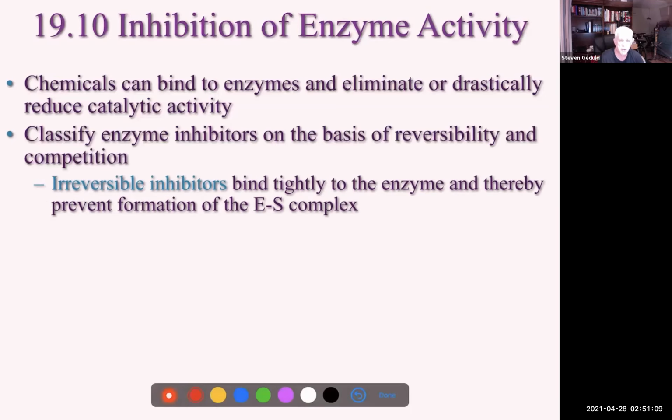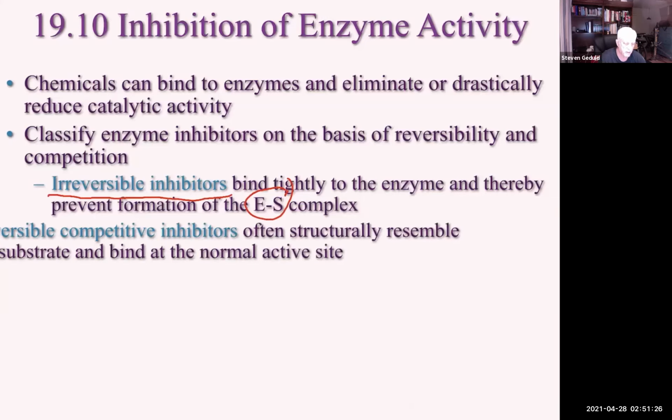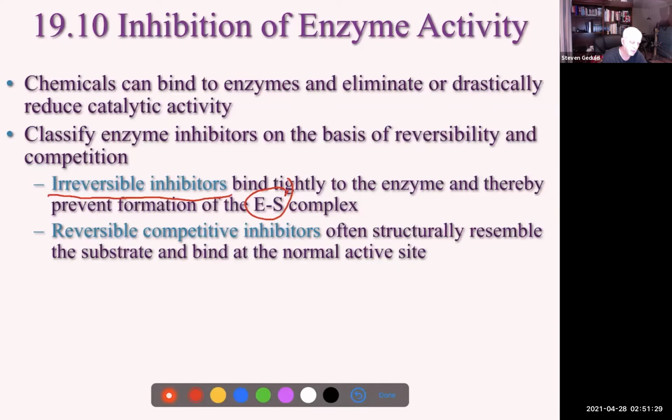It's binding to the same site now. So irreversible inhibitors. Okay. Irreversible inhibitors bind tightly to the enzyme and prevent formation of the enzyme-substrate complex. Okay, they bind and they shut it down completely. It's irreversible. Reversible competitive inhibitors: their structure resembles the substrate and they bind at the normal active site. So these inhibitors, they're not binding at a secondary site. They're binding at the active site. So irreversible inhibitors bind so tightly they can't be kicked off.